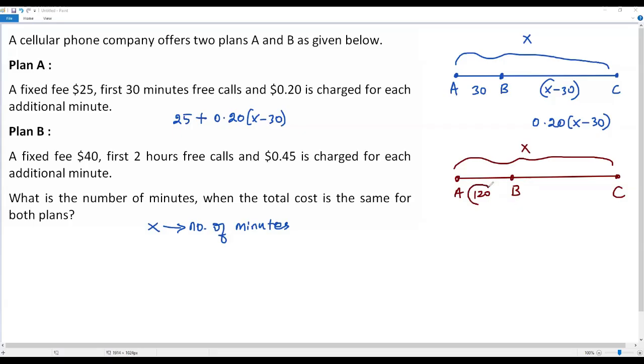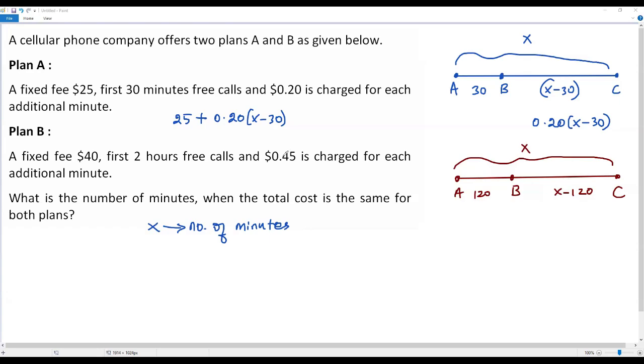For that, we have to subtract the length of AB, 120, from the total length x. Then I'm getting x minus 120. So this gives additional minutes after the first 120 minutes. For each of these x minus 120 minutes, the company is charging $0.45. So $0.45 is charged for 1 minute. So what is the charge for x minus 120 minutes?